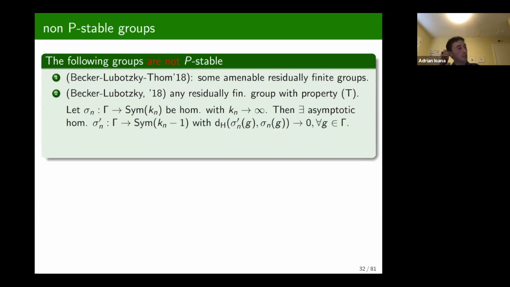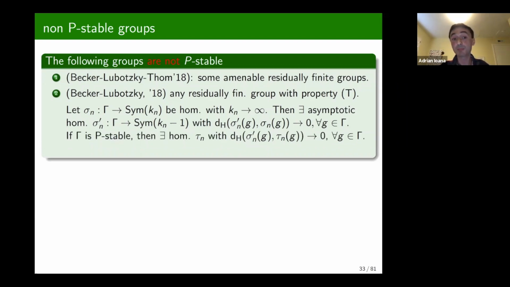Well, this is using the method of building asymptotic homomorphisms by restriction that I mentioned earlier. So if you have a residually finite group gamma, you have lots of homomorphisms to symmetric groups. And then by removing one point from the set 1 through k_n, you'll get an asymptotic homomorphism sigma_n prime, which is still close to the original one. You take your set 1 through k_n, remove one point, and adjust your homomorphism to be an asymptotic homomorphism.